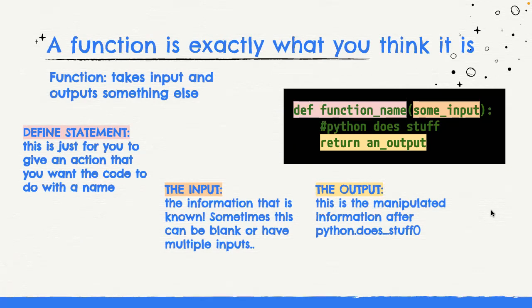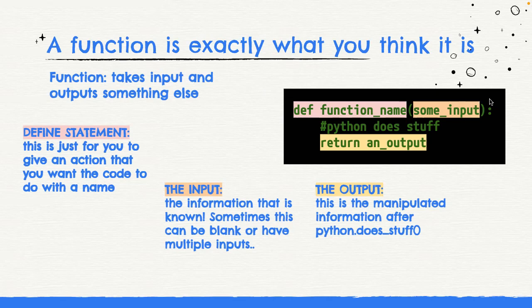There are three main properties of a function. The first one is the define statement. You write def and then your function name. It names the function so it's easier for you to tell what's going on. If you had a function that outputted the area of a circle, you would name it area circle or circle area or something like that. Make sure it's descriptive so you and other people know what's going on in that function.